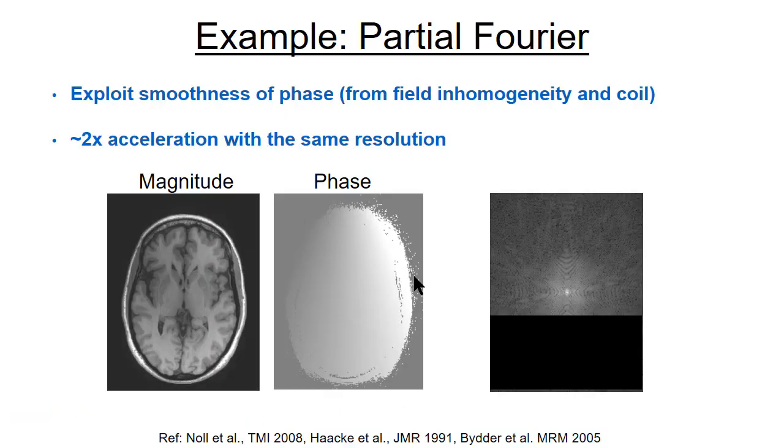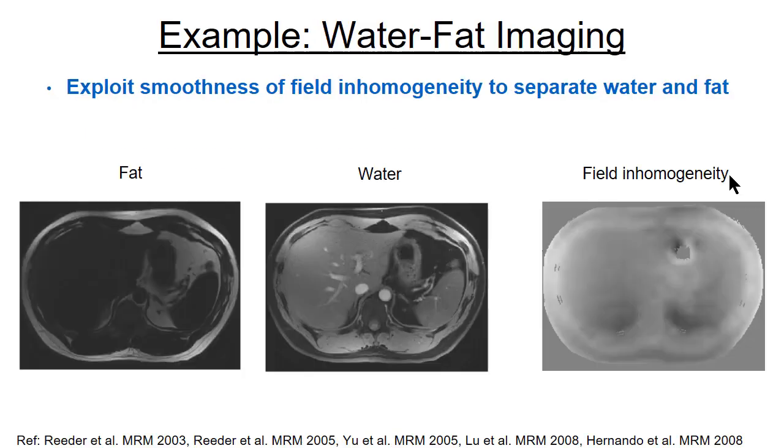One example is the partial Fourier image reconstruction method, where we assume most of the phase is from field homogeneity and from coil. If that's the case, then the phase is mostly smooth, and so we can achieve up to 2 times acceleration with almost the same resolution. Another example where we exploit structures in the phase is water-fat imaging. Here, again, we exploit smoothness of the field homogeneity to separate between water and fat.